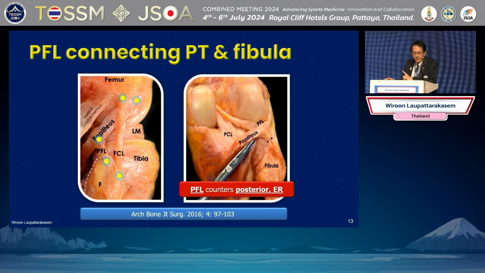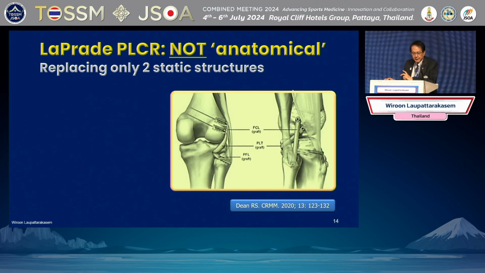And look at the popliteal fibular ligament. It attaches from the popliteus tendon to the fibula, and when this is pulled, it will move in this direction. So the popliteal fibular ligament is the connection, indirectly, between the femur and the fibula.